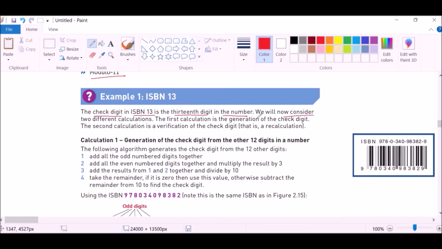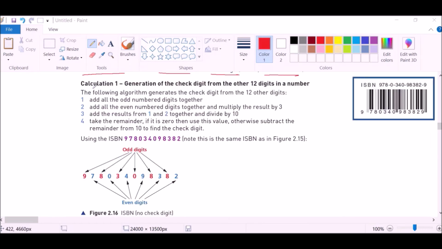We will now consider two different calculations. The first calculation is the generation of the check digit. The second calculation is a verification of the check digit. That is a recalculation. Calculation 1: generation of the check digit from the other 12 digits in a number.